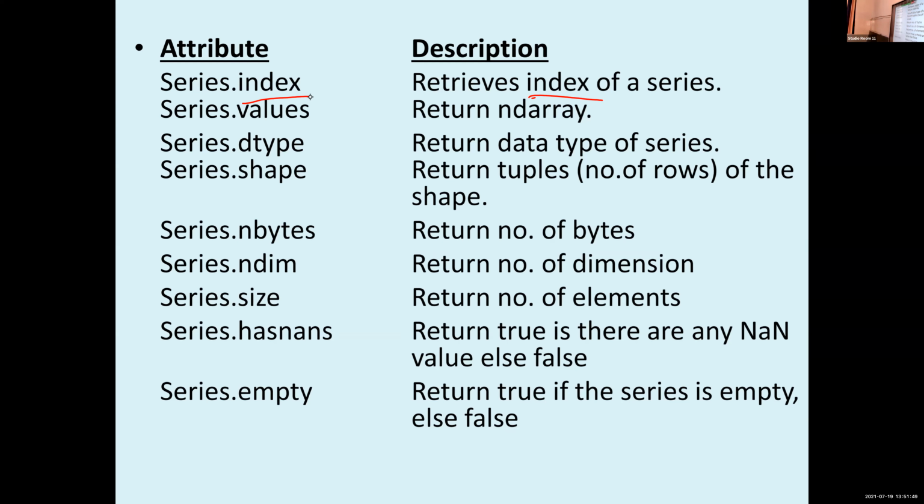Series.values returns an ndarray, which means it will return the values of a series as an array. If it is an ndarray, it will return that ndarray. Values of a series.